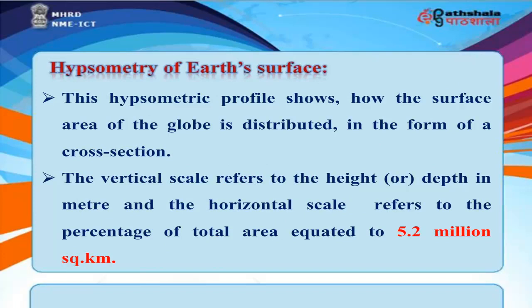This hypsometric profile shows how the surface area of the globe is distributed in the form of a cross section. The vertical scale refers to the height or depth in meters, and the horizontal scale refers to the percentage of total area equated to 5.2 million square kilometers.